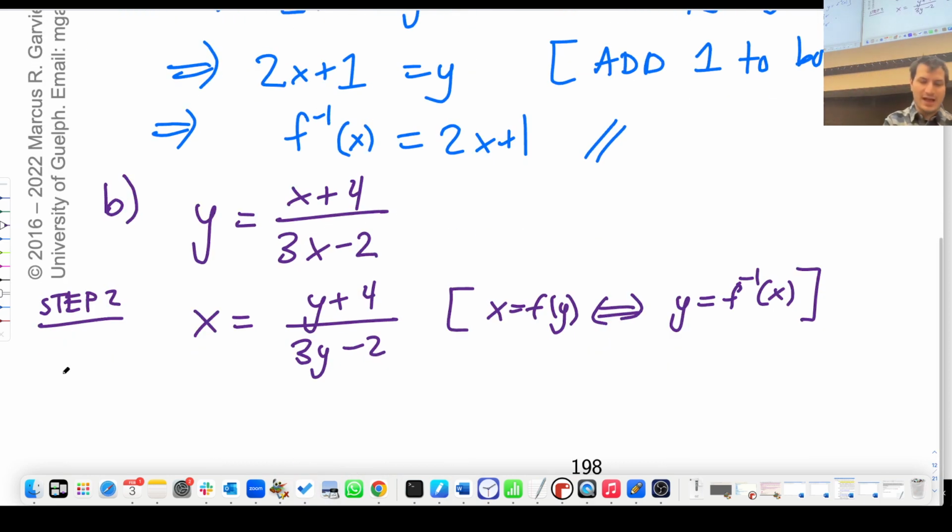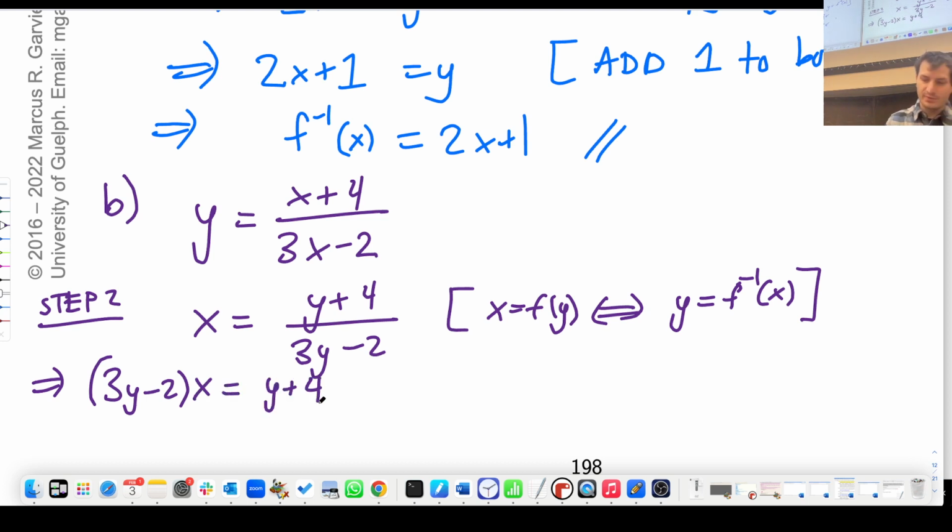Okay, so what are the algebra steps to undo this? It's more complicated than what we just saw. You have to do a few more steps, but the principle is the same. You're just going to throw algebra at this thing until you can isolate y on its own. So I'm going to start by multiplying this 3y minus 2 out. 3y minus 2 times x equals y plus 4. And now I'm going to expand out this side. So 3y minus 2 times x is 3xy minus 2x is equal to y plus 4.